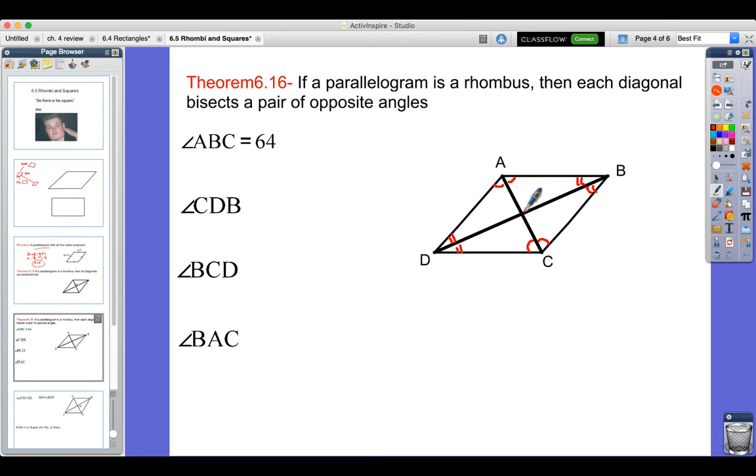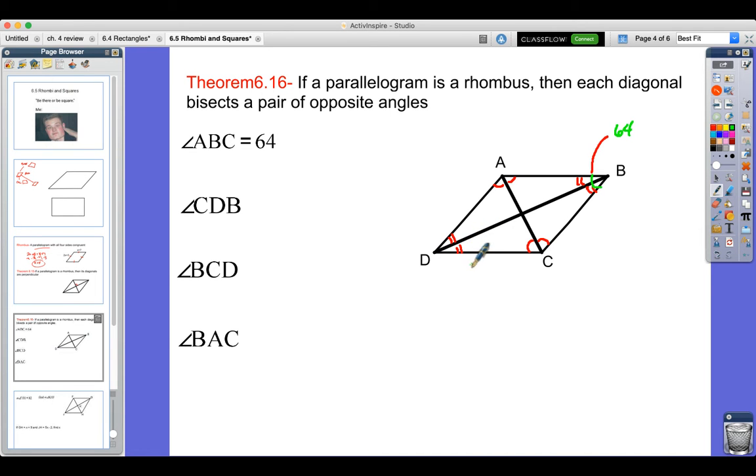Alternate interior angles are congruent. Those two angles are congruent. Those two angles are congruent. Both of these are congruent to both of these. Both of these are congruent to both of these right here. So that being said, it's under the A, B, C. This whole angle right here, the whole thing is 64. Okay, 64. So what is C, D, B?